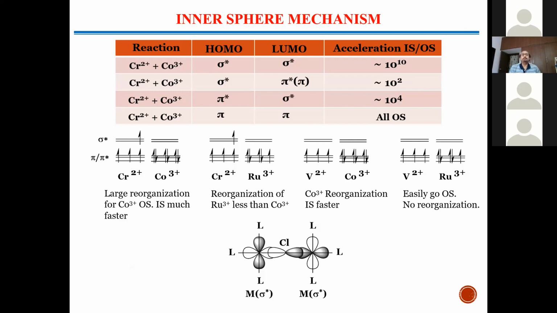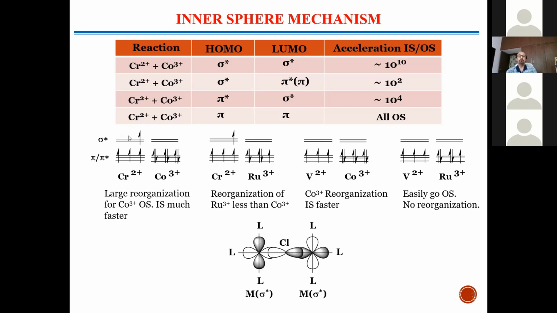Now, when electron transfer takes place between a particular pair, it could take place through the pi route or through the sigma star route. For example, the sigma star route: if you take chromium 2 and cobalt 3, this is the pair. First consideration is HOMO sigma star and LUMO sigma star. In this case, this is the sigma star, Eg is the sigma star.